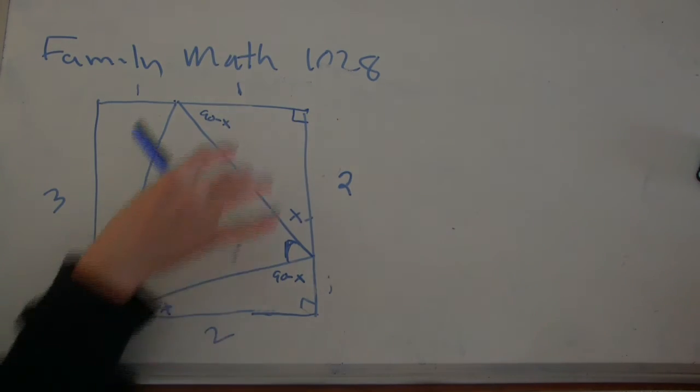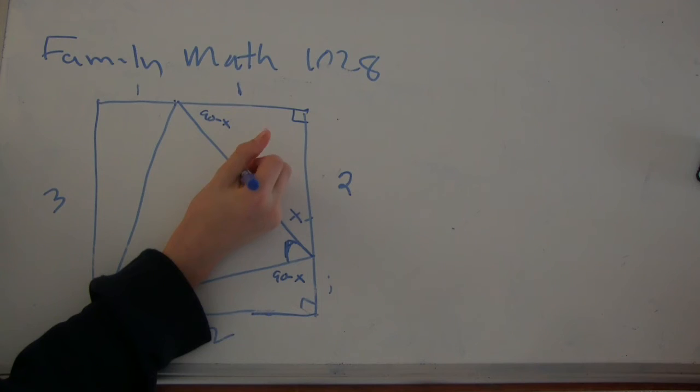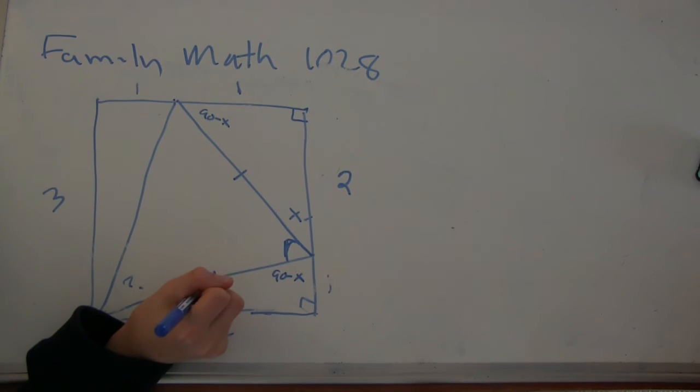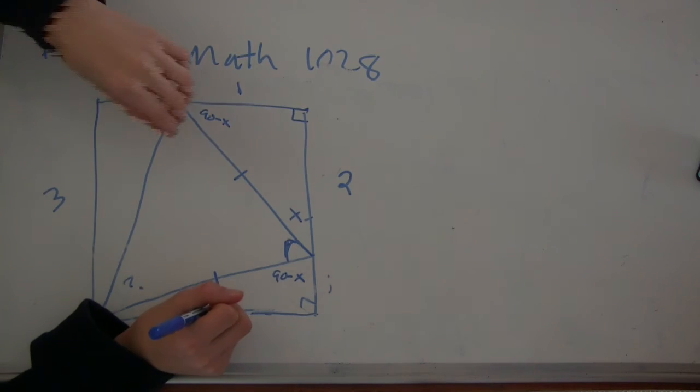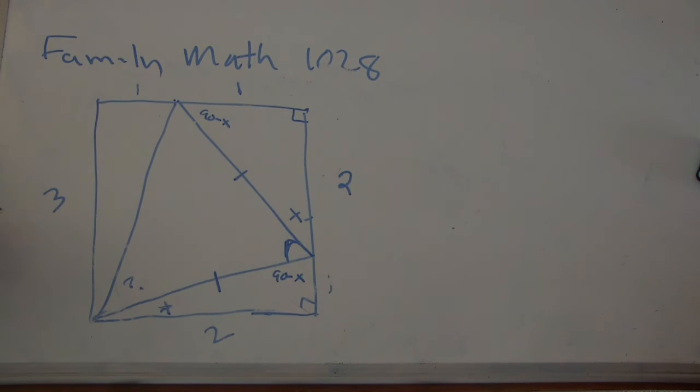Since these are congruent triangles, you know this side equals this side. So that means we know this is an isosceles right triangle. So that the angles on the ends have to be 45 degrees. Nice. Great job. So that's really cool, huh?